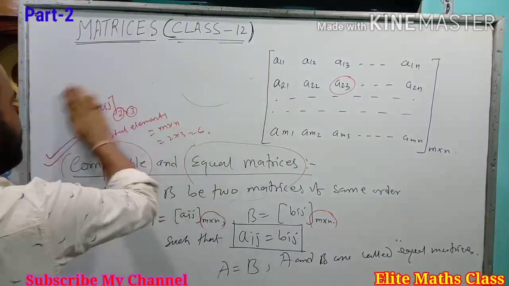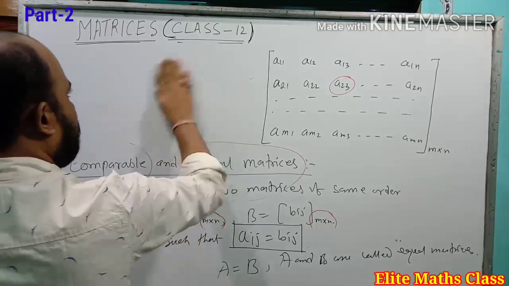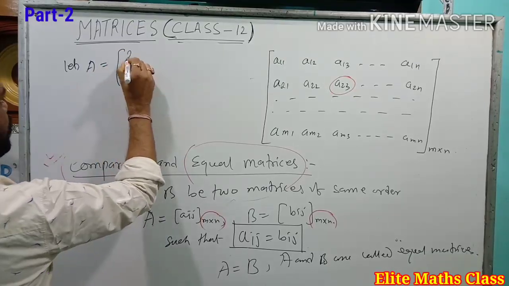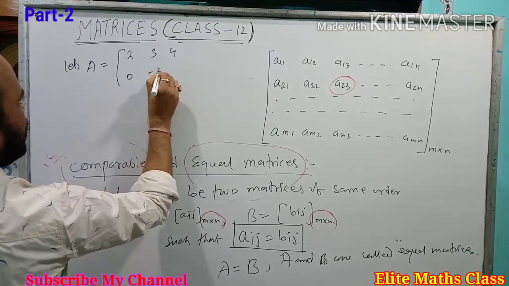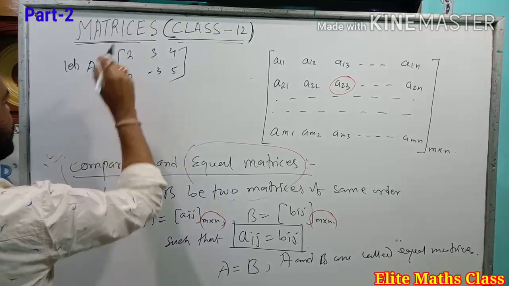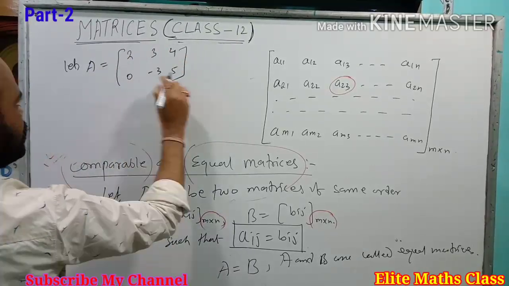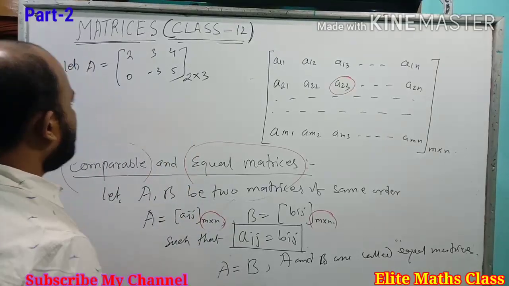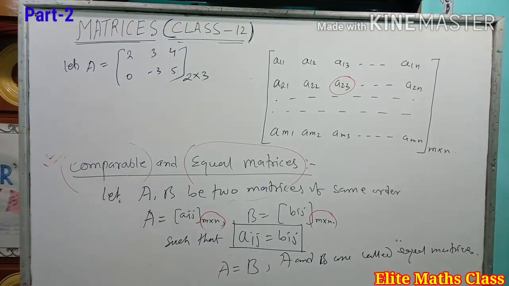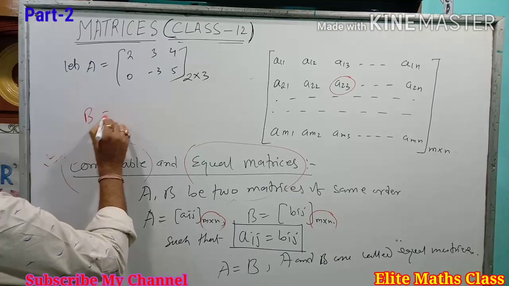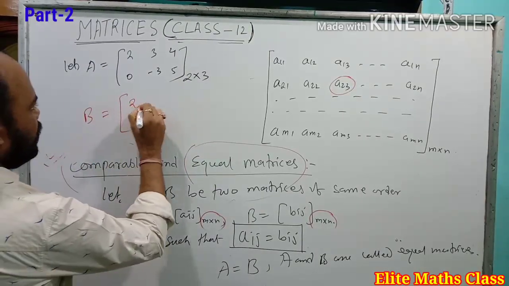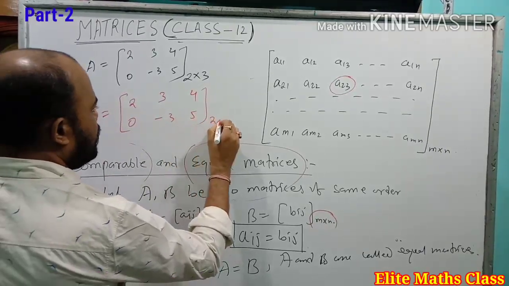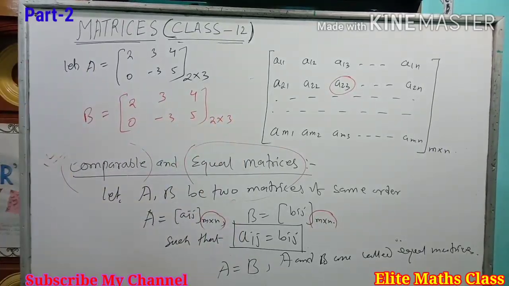Let us see a very simple example. Let A equal to 2, 3, 4, 0, minus 3, 5. What is the order of this matrix? See here, number of rows 2 by column 3. So it is a matrix of order 2 by 3. Now let us take another matrix B such that 2, 3, 4, 0, minus 3, 5. It is also a matrix of order 2 by 3.